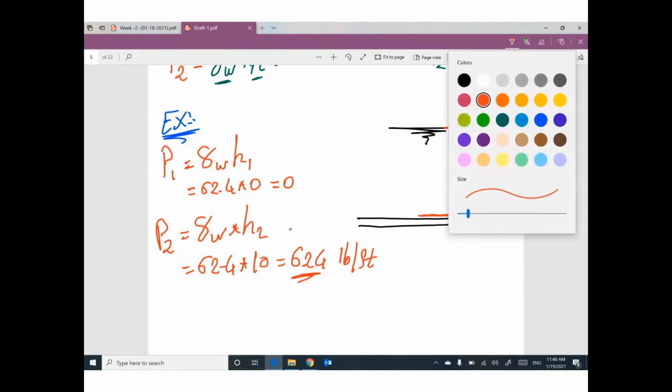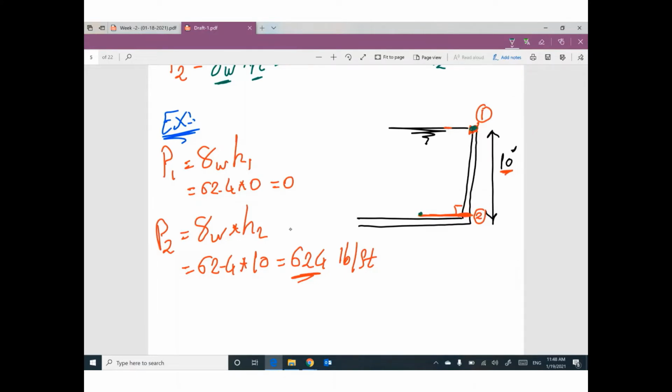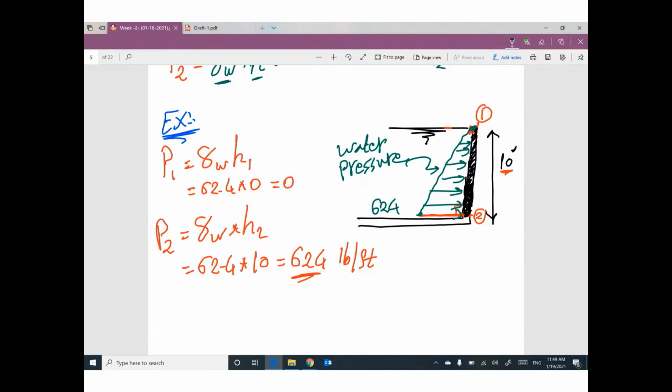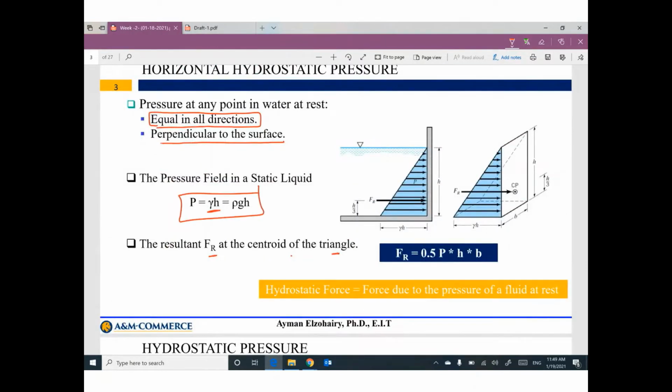So we have a 0 value at 1, and a value here, 624, at 2. If you connect the two values, we can construct a triangle. This triangle can be called the water pressure on this surface. So this shape is derived from this equation, gamma H.